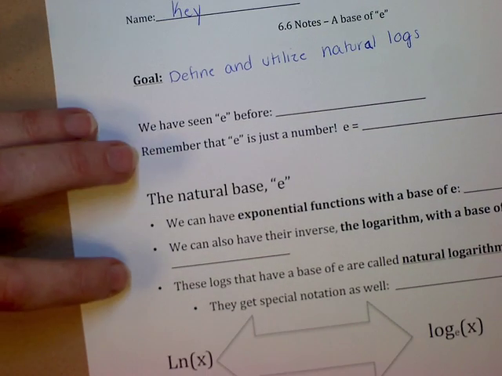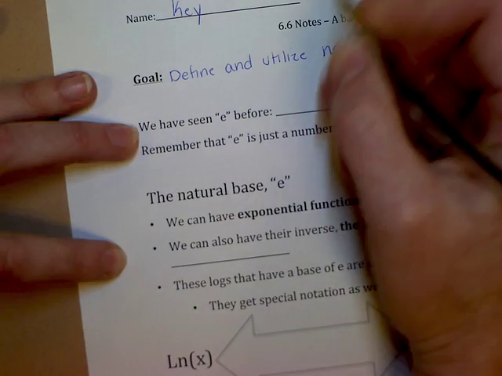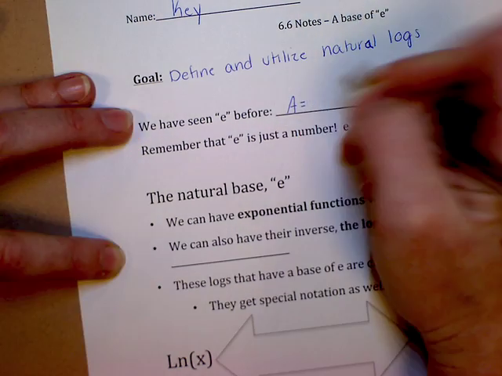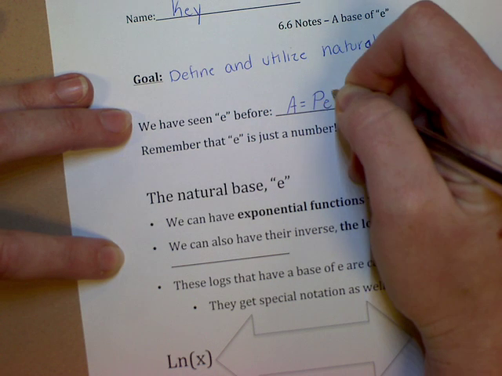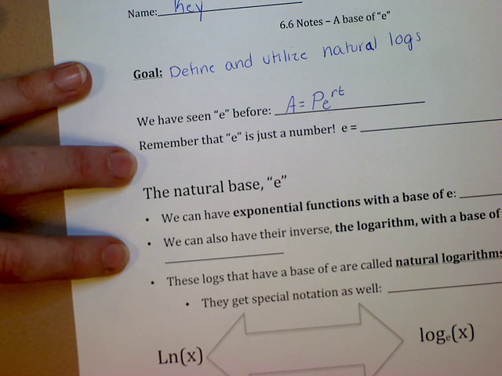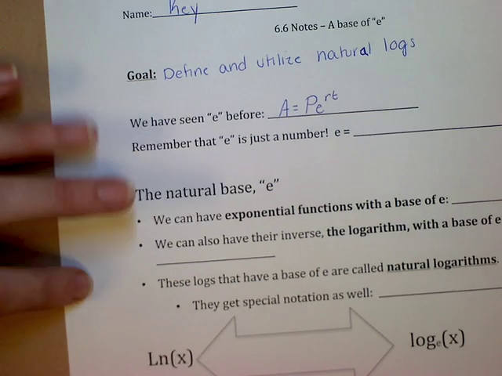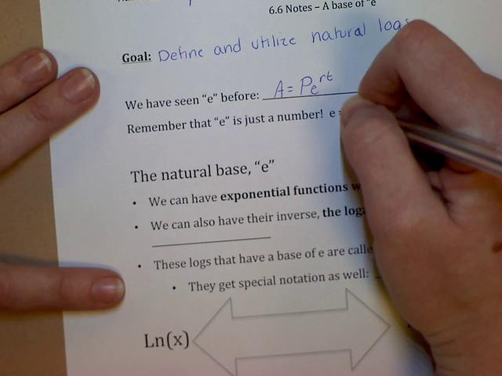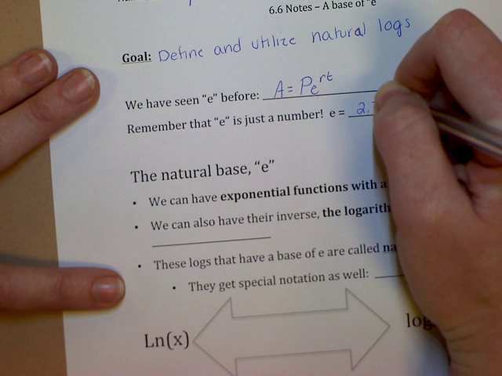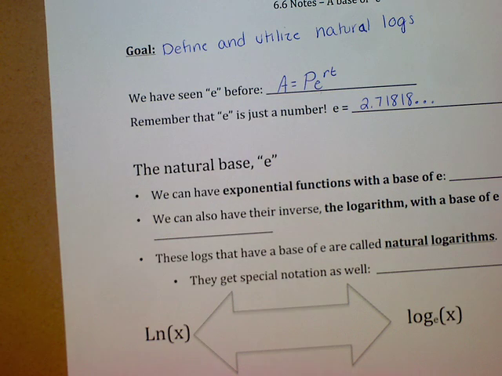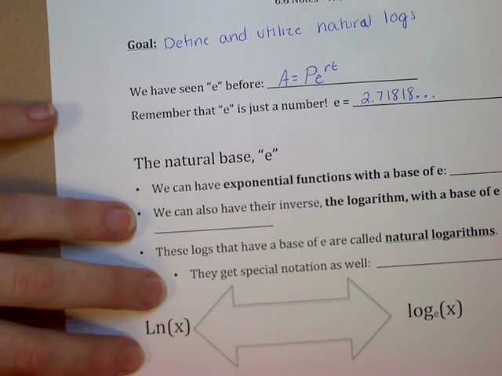Remember, e is just a constant. We've seen it in A equals P times e to the RT. So we've encountered e before. Remember that e is just a number, just like pi is a number, and it's about equal to 2.71818, but it keeps going on forever. But that's around what it's equal to.